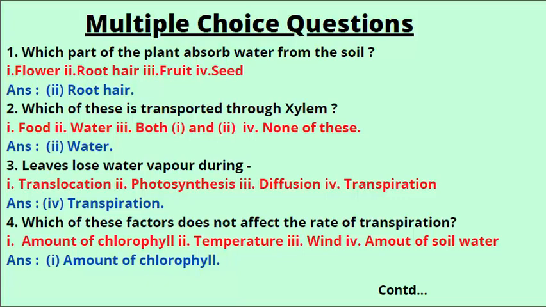Number 4, which of these factors does not affect the rate of transpiration? Number 1, amount of chlorophyll. Number 2, temperature. Number 3, wind. Number 4, amount of soil water. Answer is amount of chlorophyll. This is because temperature, wind and amount of soil water all affect the rate of transpiration, but chlorophyll, which is a green colored pigment present in plants, does not affect the rate of transpiration.